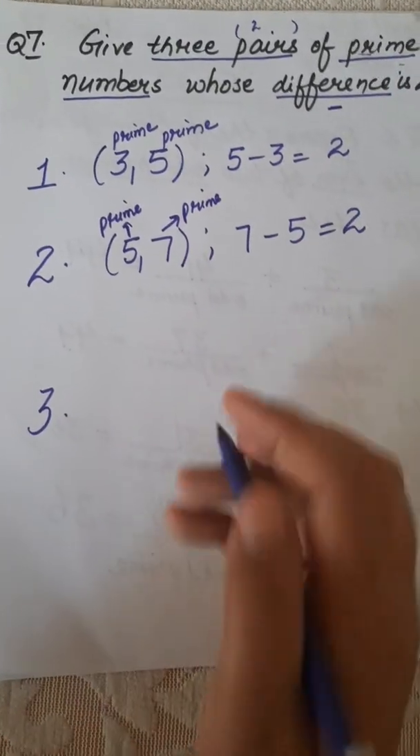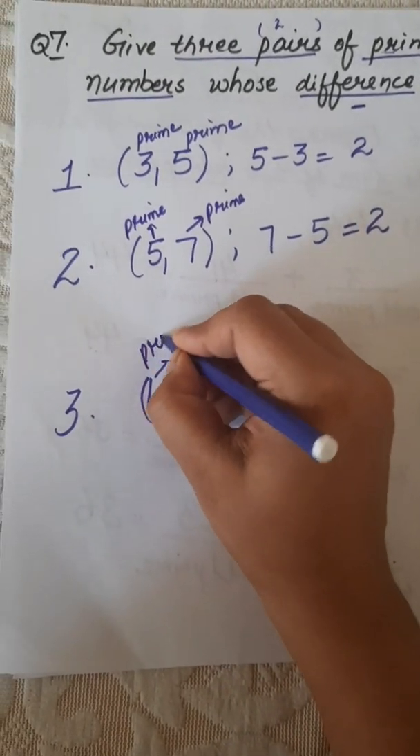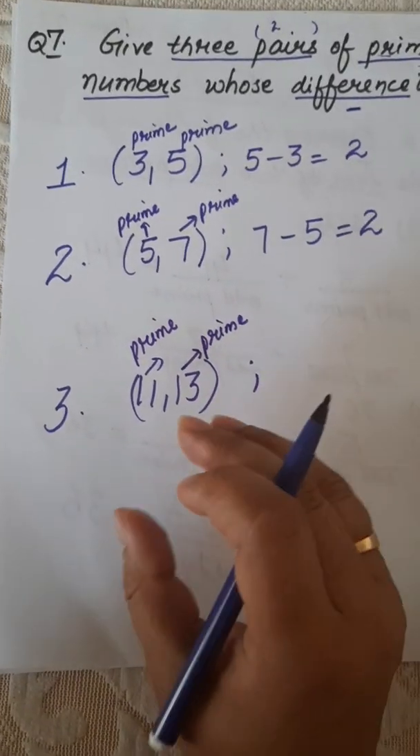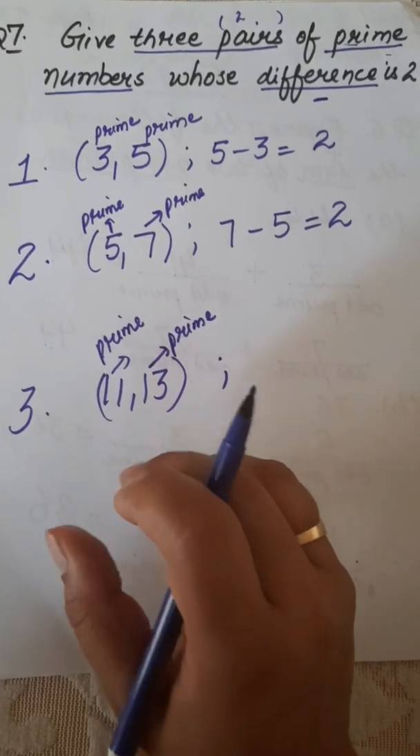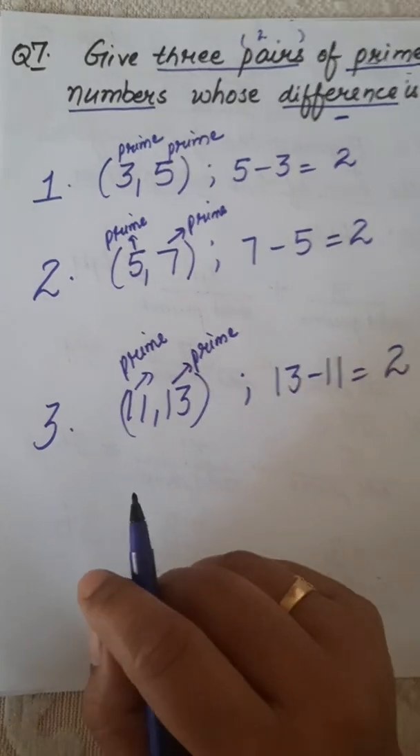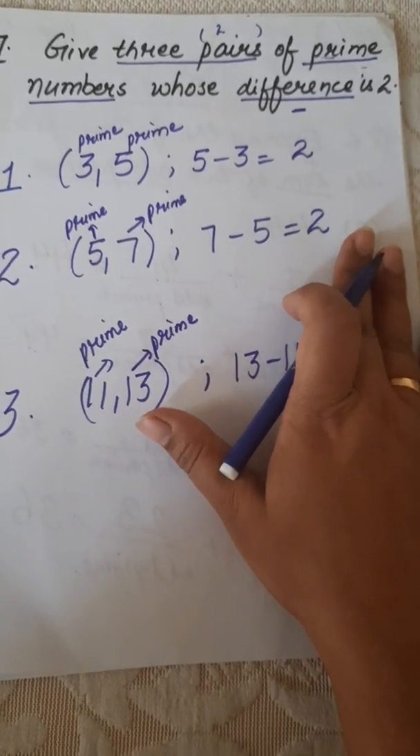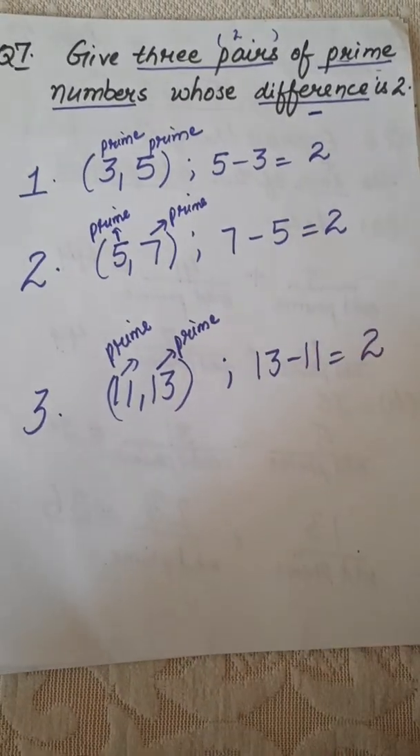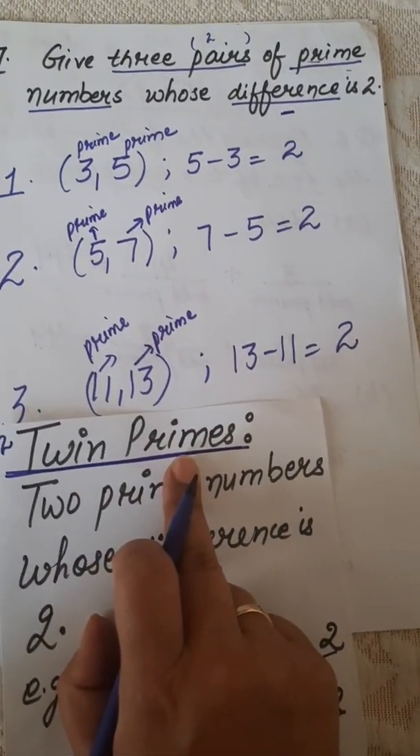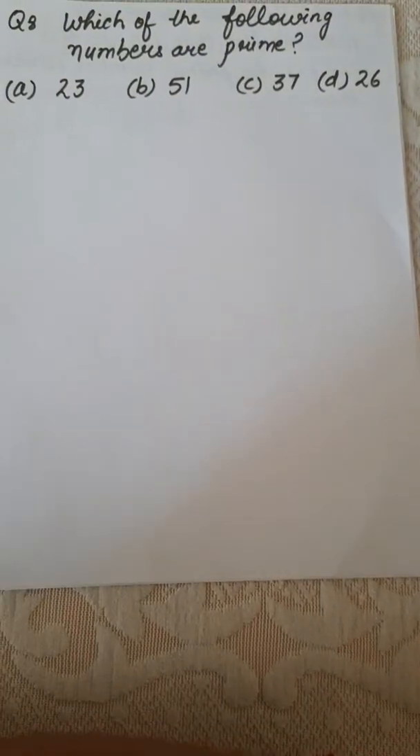Let's take another example. We take 11 and 13. 11 is prime and 13 is prime. You have to take such prime numbers that when you subtract them, you will get 2. So 13 minus 11 is equal to 2. So these are the 3 pairs of prime numbers whose difference is 2, and two prime numbers whose difference is 2 are called twin primes. Now next question is question number 8.